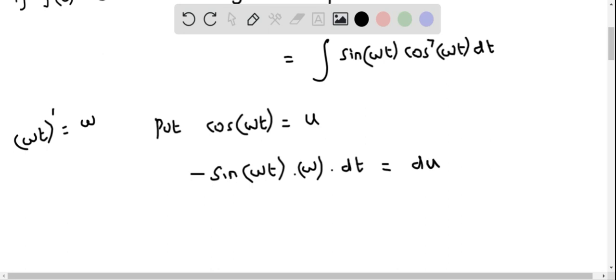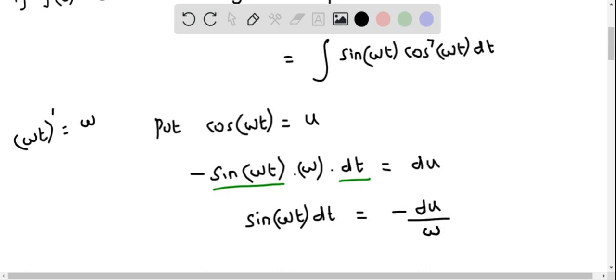Here I'm going to solve for sine omega t and dt. I'm going to solve only for this expression so that I can replace it in the original integral. For that I need to divide both sides by omega. So I have sine omega t dt equals negative du divided by omega. So I have solved for sine omega t dt. And this means when I go back to my original integral, I can replace this sine omega t dt by negative du over omega.